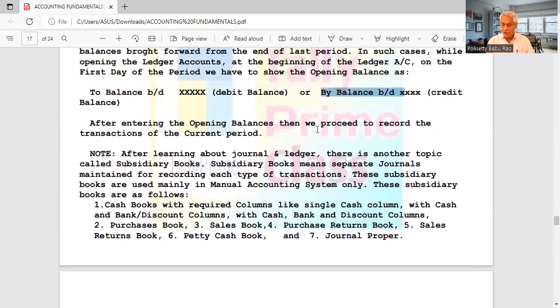Okay. And now another important topic. This is actually something we are not going to learn. We just have to know about that. That's all, because we are not using it, and in Tally the bank accounts will be created automatically.